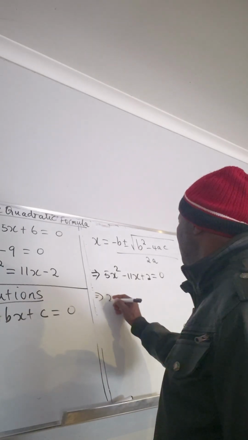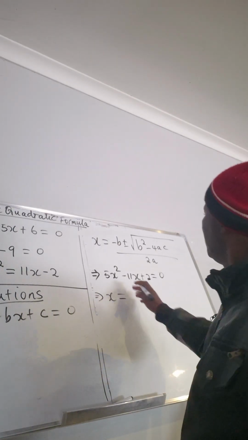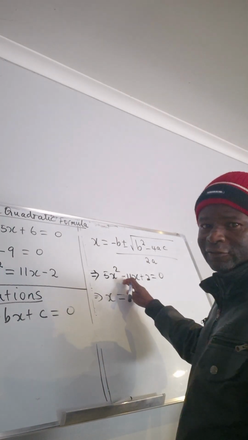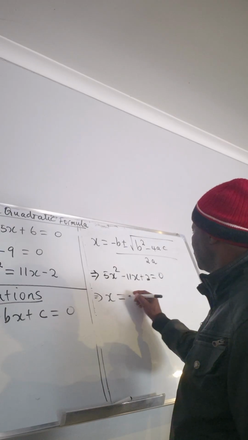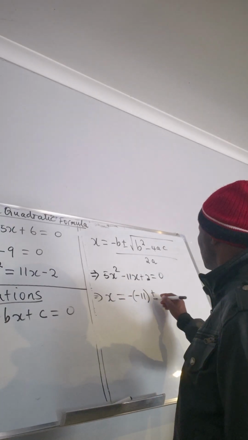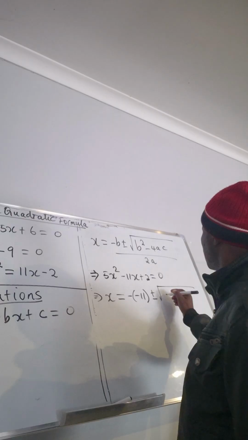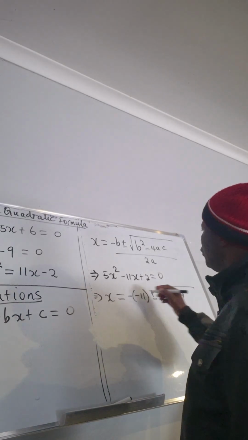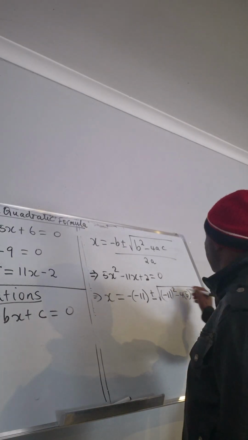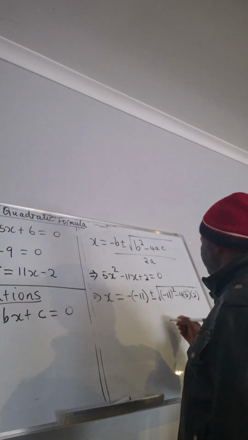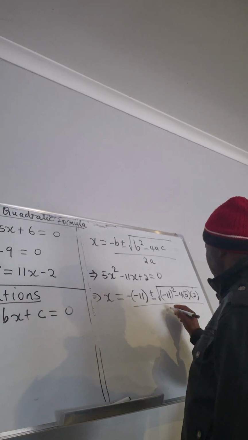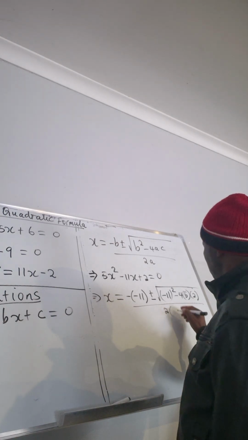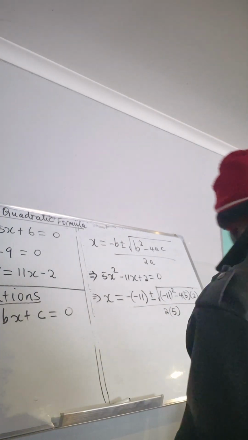So that means our x is going to be equal to minus B. It means minus this negative, then the negative, so minus minus 11, like that. Plus or minus the square root of B squared, B is minus 11, so you square it, minus 4, our A is 5, then our C is 2. All this must be over 2A, which is 2 times 5. All right?